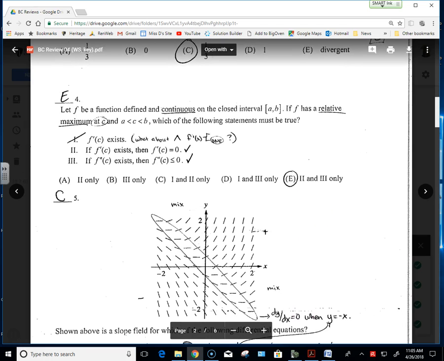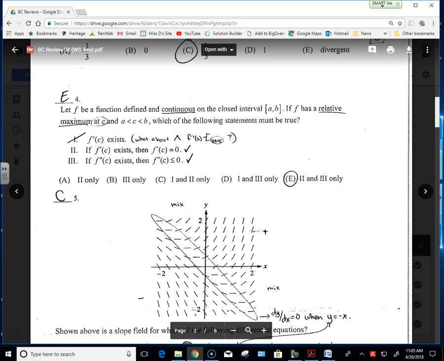Let f be a function defined and continuous on the closed interval. Okay, so now we know IVT applies, EVT applies. If f has a relative max at c in between a to b, which of the following statements must be true? We can go looking at this right away, but you can also think what the theorems guarantee first. So I know that f is defined and continuous. What does it not say? It does not say differentiable. Differentiable, able to be derived.